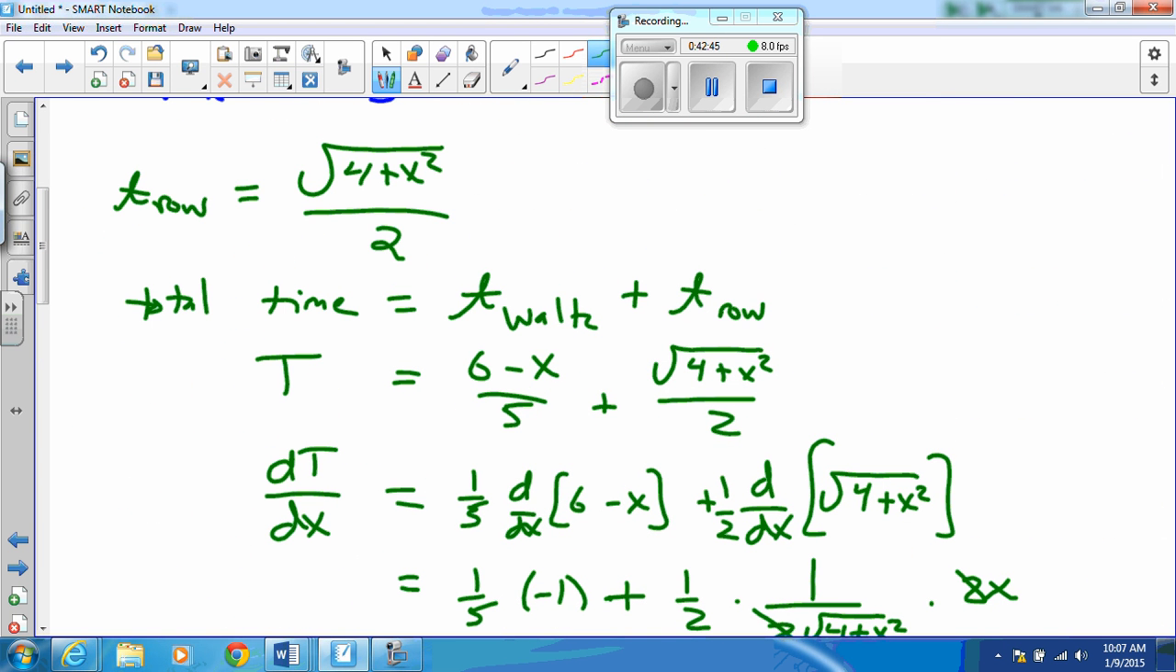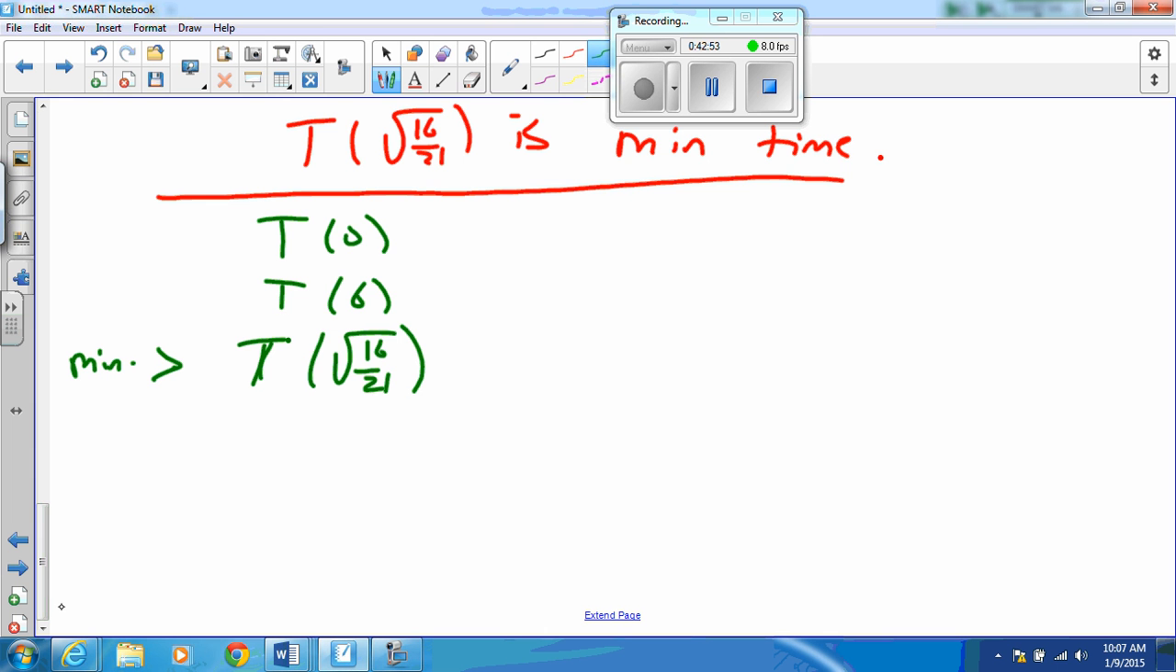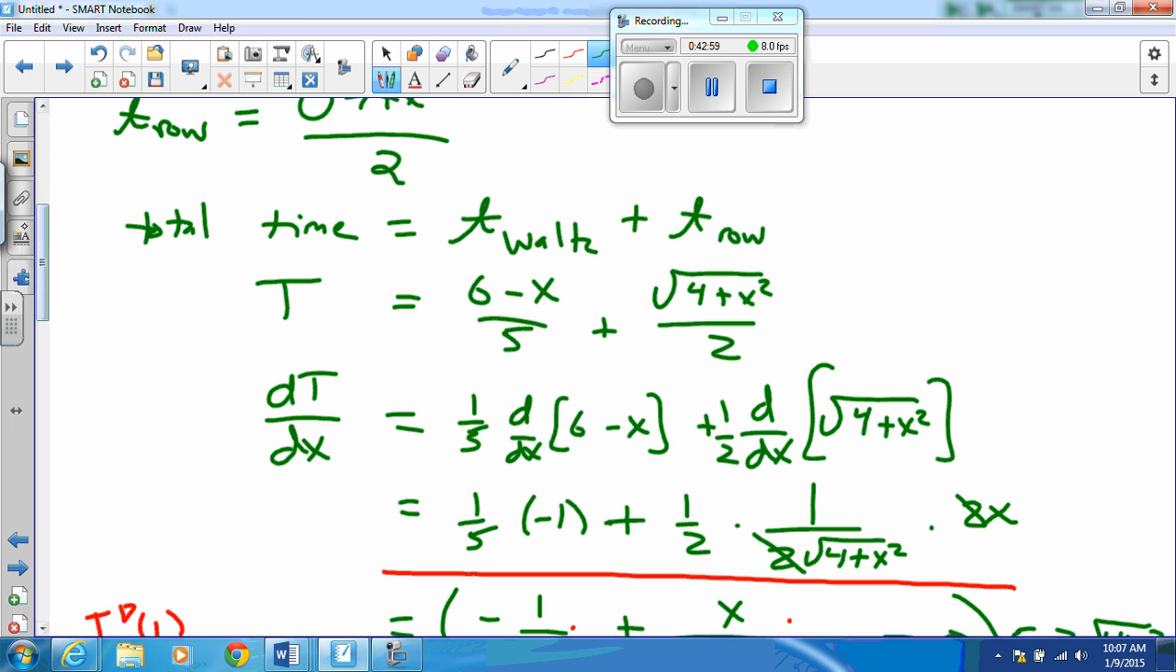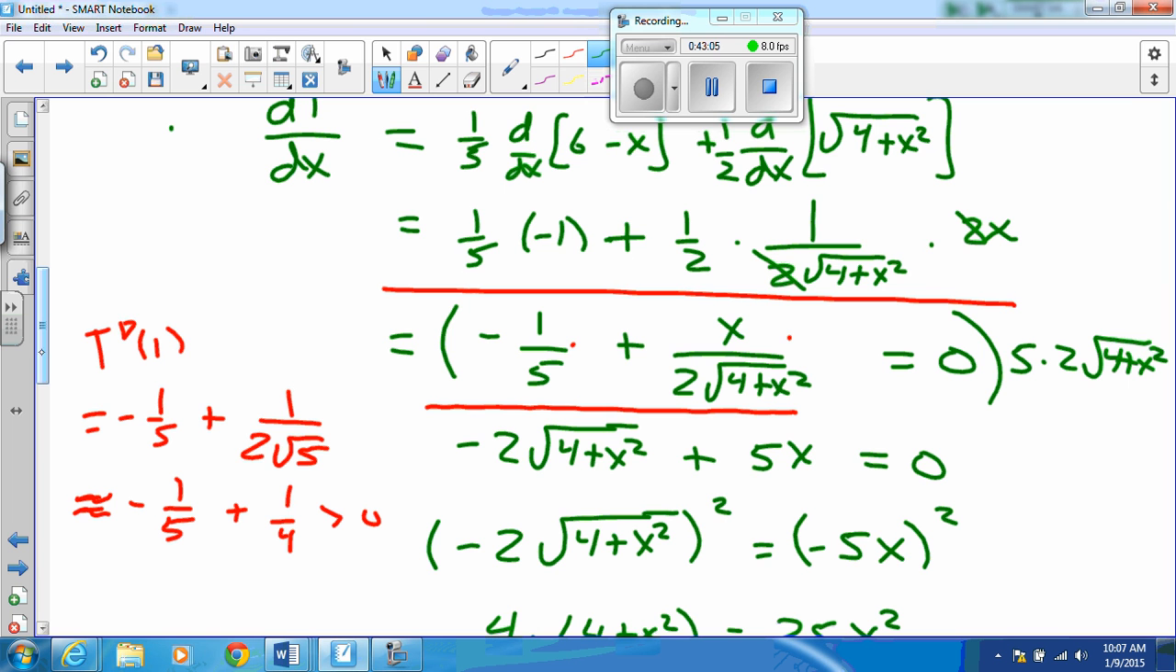That's best done with a calculator, honestly, because plugging in root 16 over 21 into this and evaluating it is not something that mathematicians would usually do in their heads. So we'll call it a day with this. And the key thing about this problem was to construct our t based on distance equals rate times time, and then carefully take the derivative.